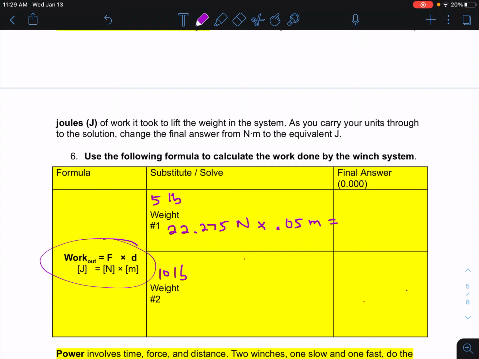Joules per second is watts. 1.114 divided by 5.8 is 0.192 watts. Okay, that's our power out, 0.192.